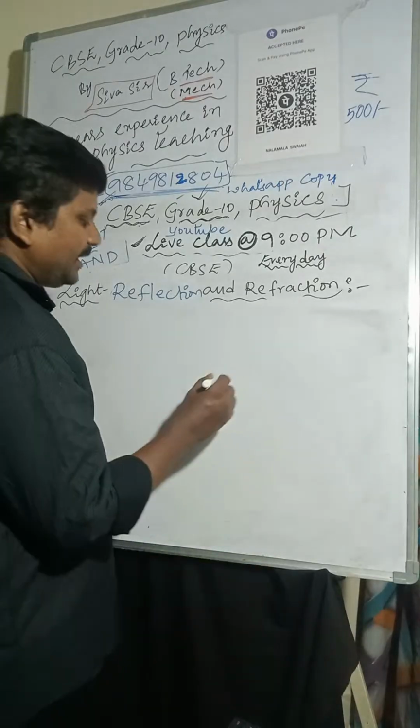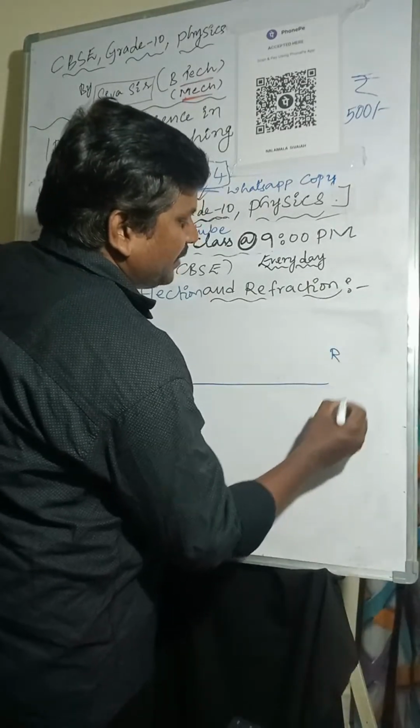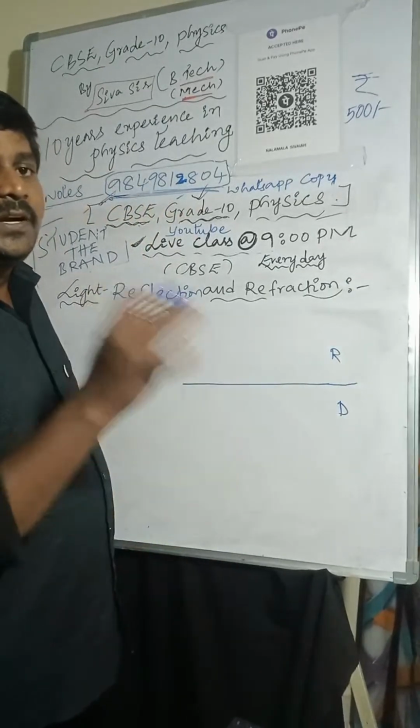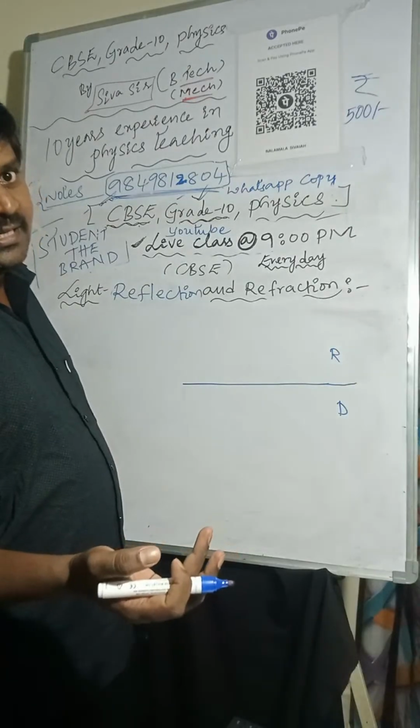Now I'm taking the rarer medium and the denser medium. Speed of light is more in the rarer medium. Speed of light is less in the denser medium.